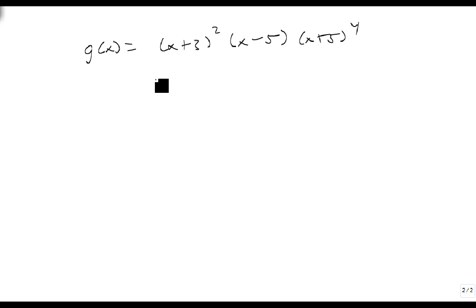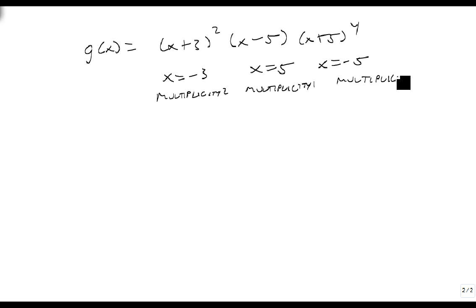So let's look at another function. Let's suppose that g of x equals (x plus 3) squared times (x minus 5) times (x plus 5) to the 4th. Well, this function now has zeros at negative 3, 5, and minus 5, but we have multiplicity 2, multiplicity 1, and multiplicity 4. So this one is going to bounce, pass through, and bounce. And I'll give a better definition of bounce and pass through in the next video. But that's what this means.